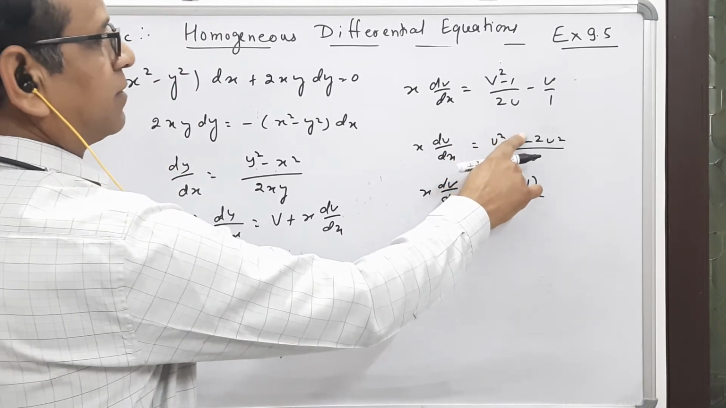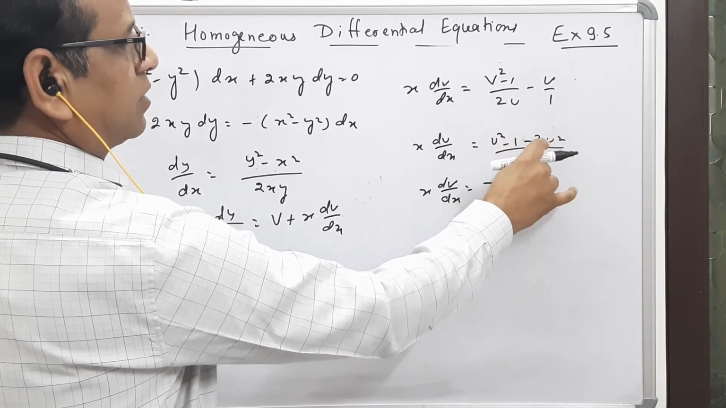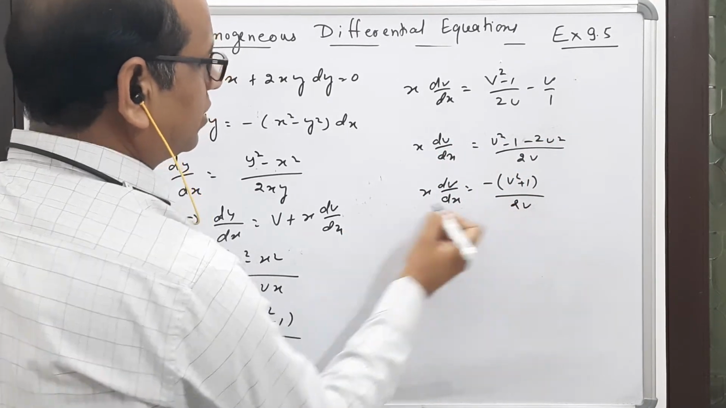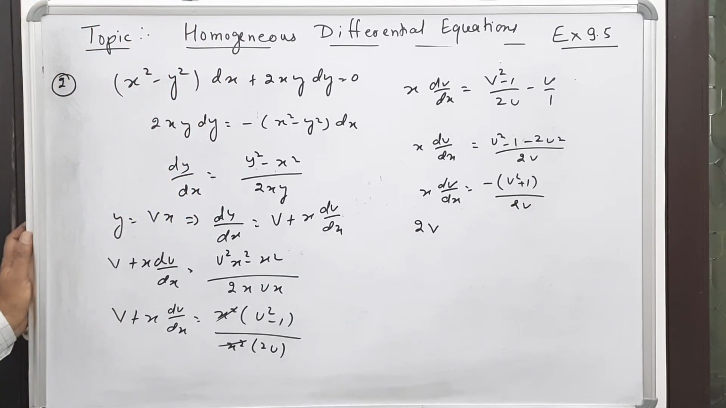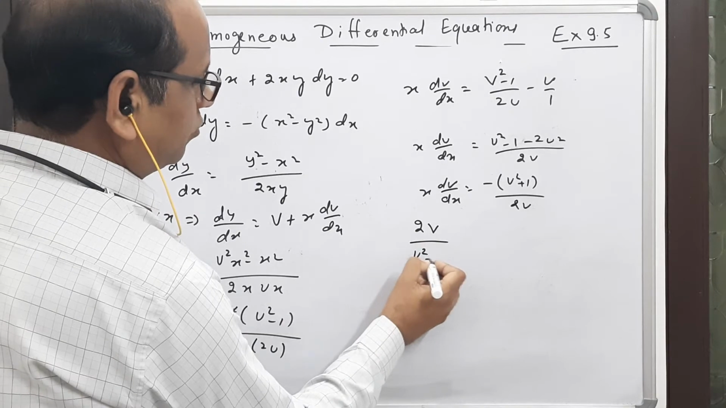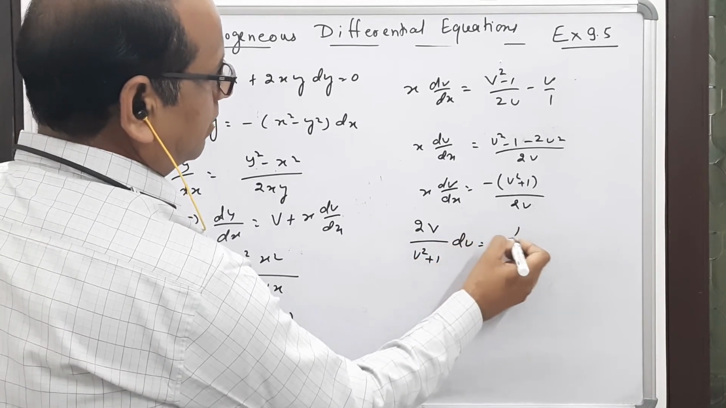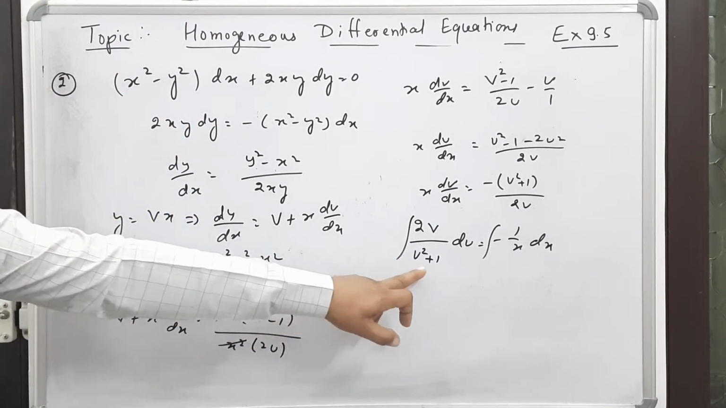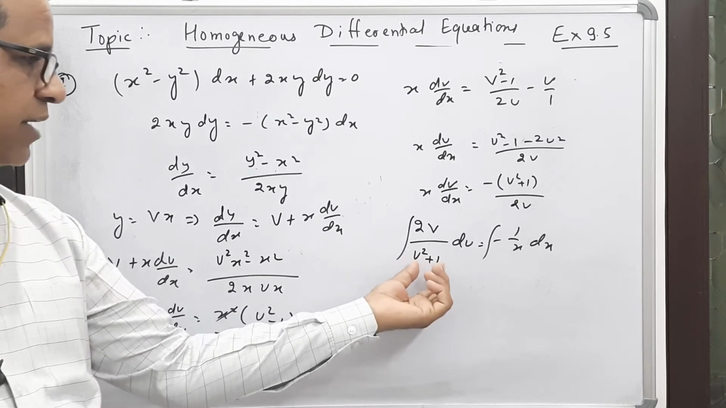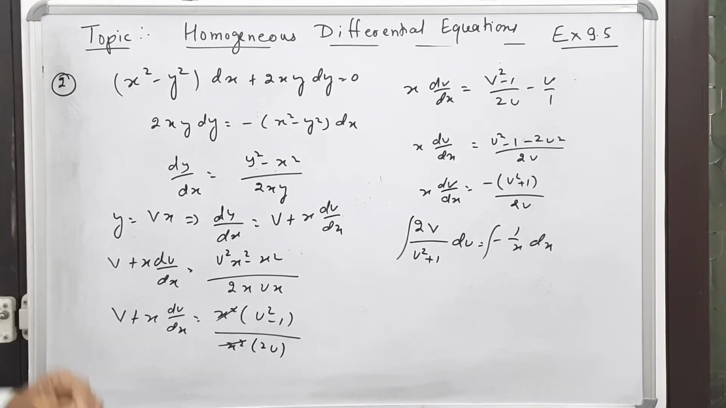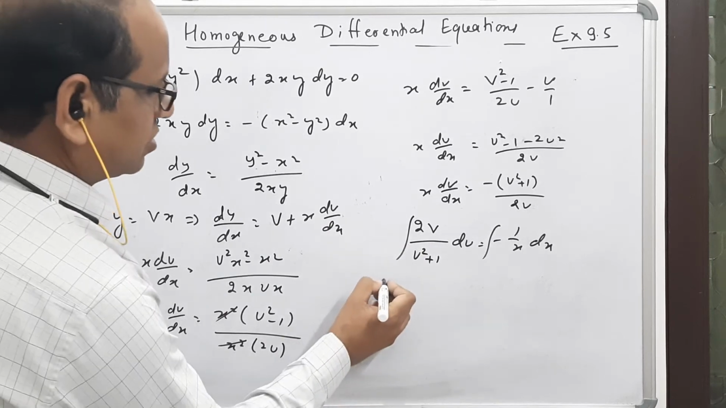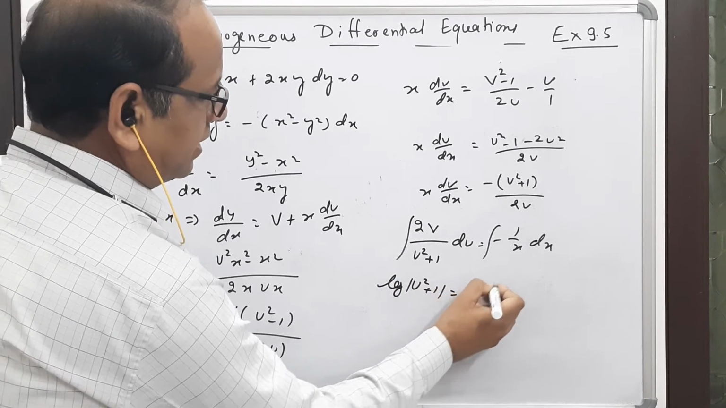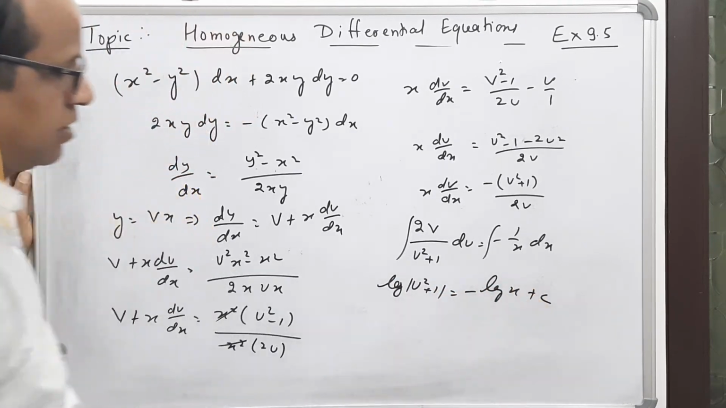Please see this now, this part. 2v square negative and this is positive, so 1 negative, and upon 2v. So you transfer it now. It is 2v upon v square plus 1 dv equals minus 1 upon x dx, and now integrate it on both sides. When you integrate, it is very clear that you take v square plus 1 as t, then this will be dt. So the answer of this part is log of v square plus 1, on this side minus log x plus.